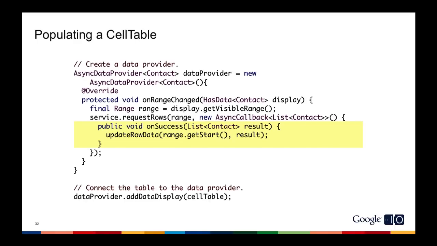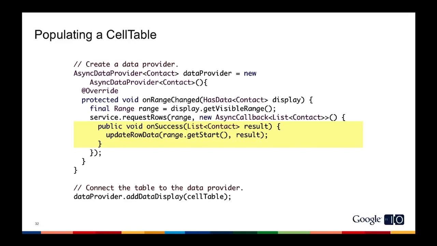One of the cool features about Cell Table is that it supports a push model. So you can send the request for the first 20 rows, then the next 20 rows, then the next 20 rows, and just update the data incrementally. So you don't have to wait for a very long RPC call to get something in front of the user.